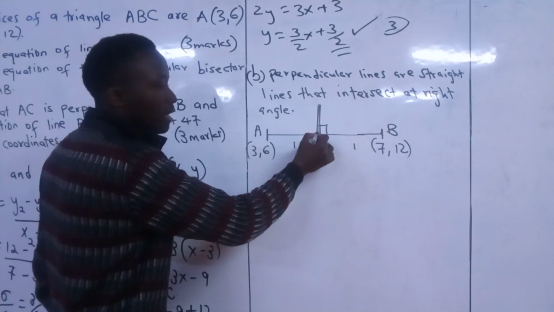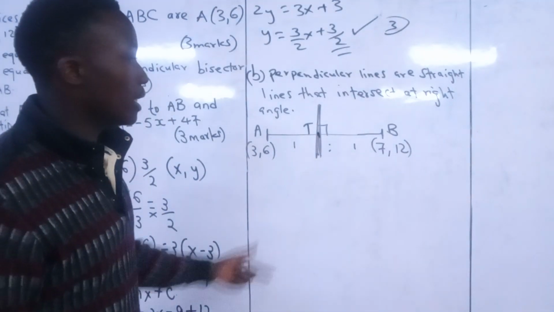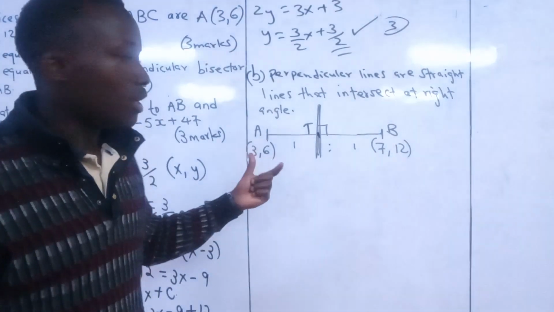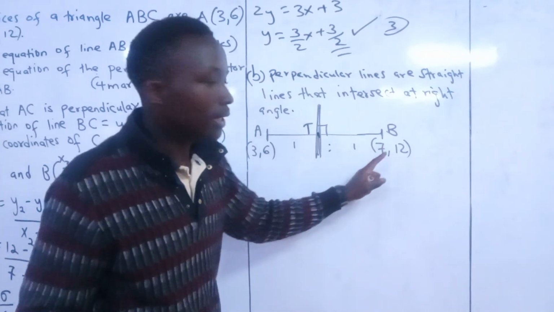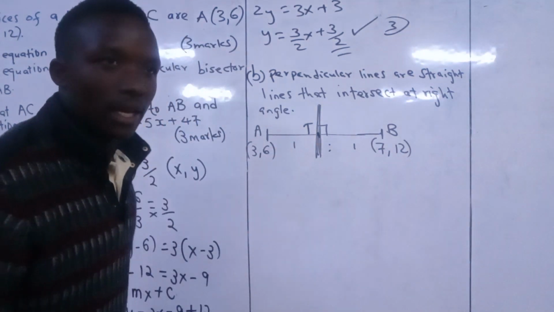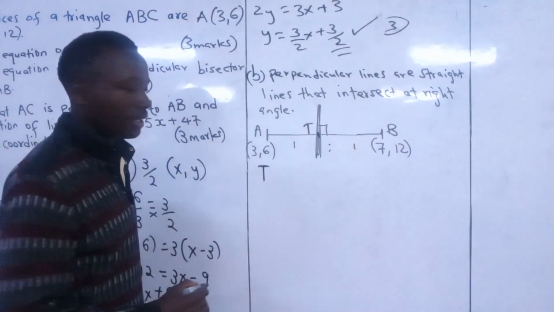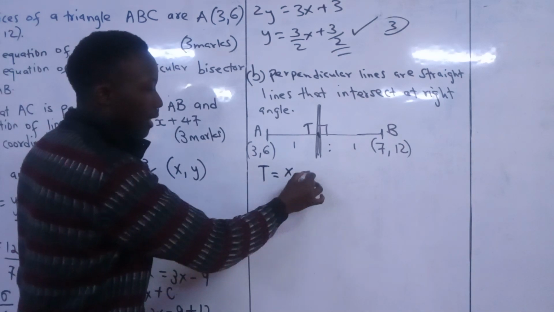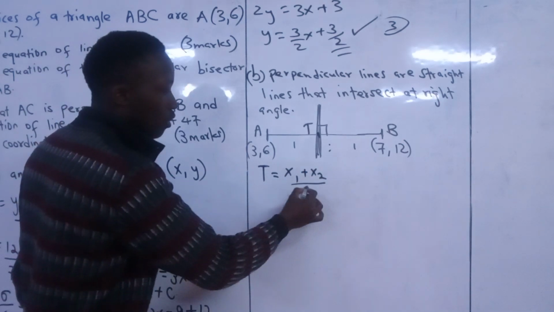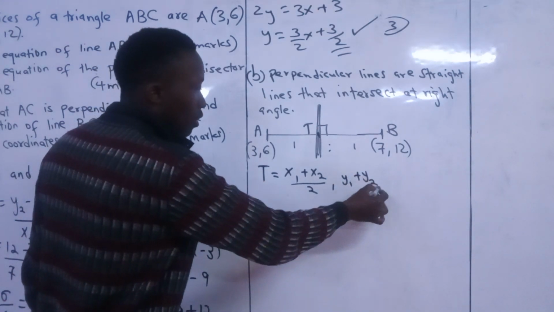And for us to find this particular point at the center, which we can call T, we are supposed to find the midpoint. So for us to get the coordinate at the center, we should get the midpoint of AB. And how do we get the midpoint T? As we have just derived it, our midpoint T will be given as (x1 plus x2) over 2, (y1 plus y2) over 2.